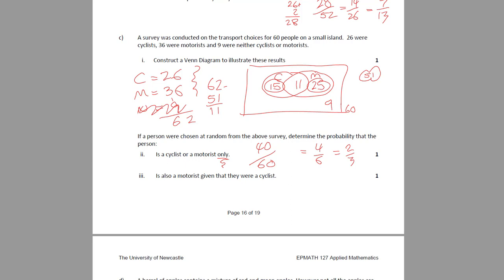Determine the probability that the person is also a motorist given that they are a cyclist. Ooh, we're given a condition here. This is conditional probability. Given that they were a cyclist, I'm telling you that I talked to a cyclist. How many cyclists were there? Well, the question said there were 26 cyclists. The C circle adds up to 26. So given that the person I was talking to was a cyclist, what's the probability of them also being a motorist? How many of those 26 people in the C circle are motorists? 11 of them. 11 on 26.